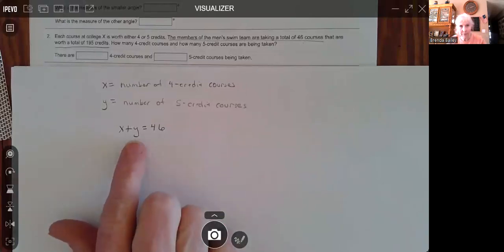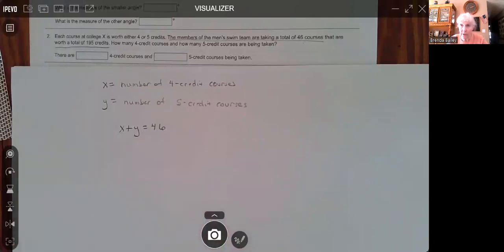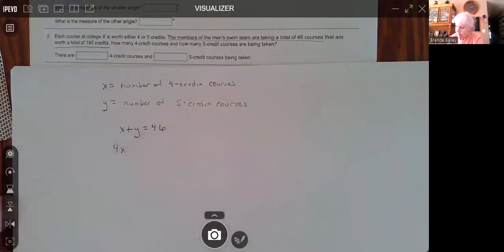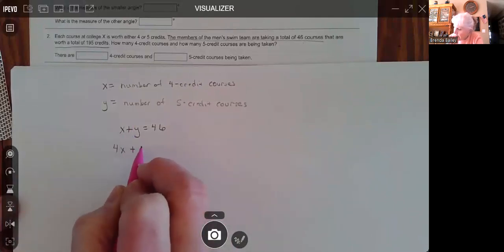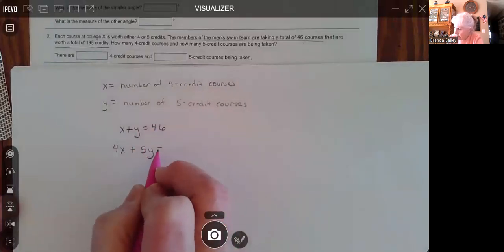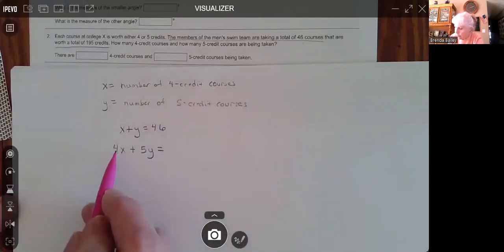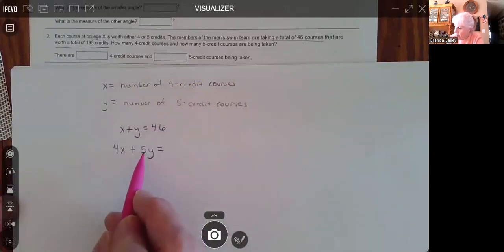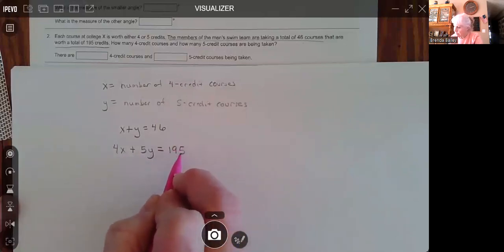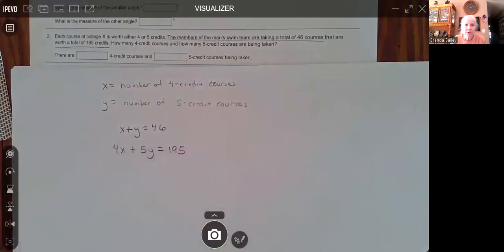So we have a total amount, X plus Y is 46, and then the total credits are 195. So if I take 4 times the number of 4-credit courses plus 5 times the number of 5-credit courses, each course is 4 credits, each of these is 5, I'm going to come up with 195 credits total. So those are the 2 equations you would solve.